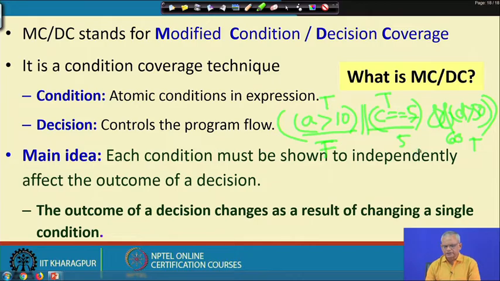Let us see, does it really do so? We have held the first sub expression at false, and the last sub expression at true. Now, if we make the second sub expression, let us say, true, then this evaluates to true and then this is also true. So, the outcome will be true, but what if we make this false?